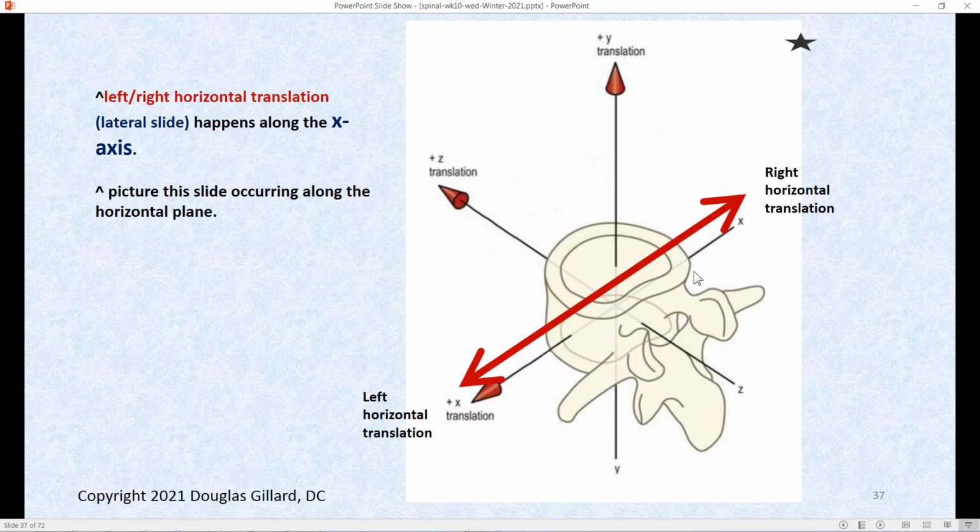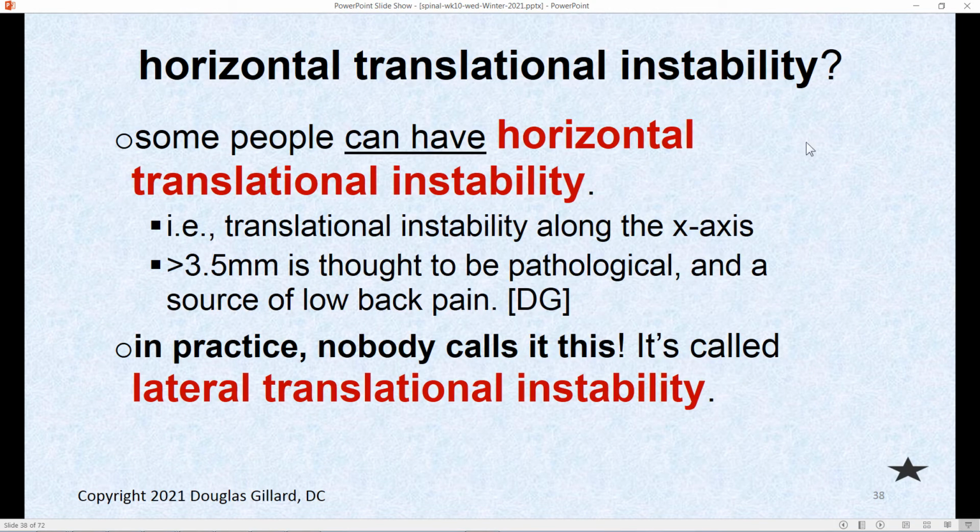Let's see. All right, some people can have horizontal translational instability. Yes, they can. People with scoliosis, I see this all the time. So people have lateral slip with scoliosis, and you have to watch out because that can also be unstable. Anything greater than or equal to 3.5 millimeters is thought to be a pathological source of back pain with regard to horizontal translational instability or lateral slip. Nobody calls it that in practice. It's called lateral translational instability, or lateral slip is what honestly most people call it.